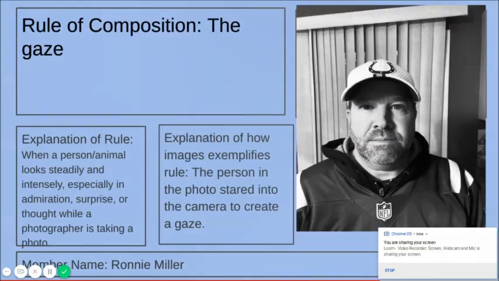I did the gaze. It's when a person or animal looks steadily and intensely, especially in admiration or surprise or thought, while a photographer is taking a photo.